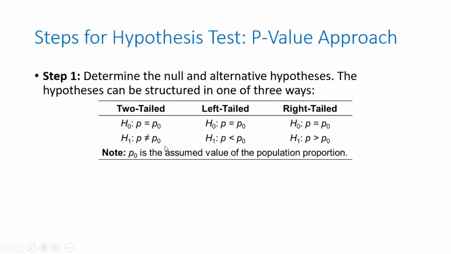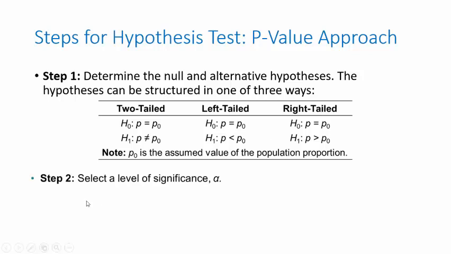The alternative hypothesis H1 defines which test it will become. If p is not equal to p0, then we are in a two-tailed test. If p is less than p0, then we would be performing a left-tailed test. And if p is greater than p0, we would be performing a right-tailed test.